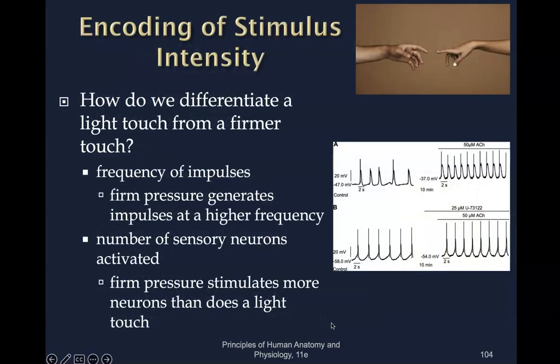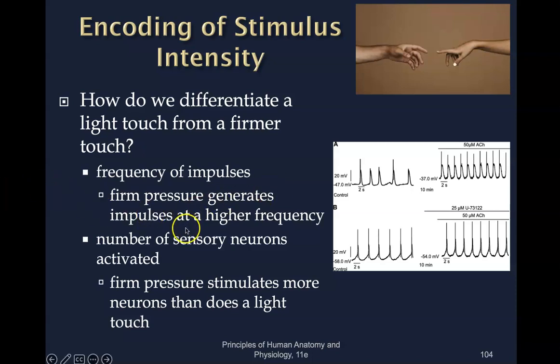Okay. So our last slide here that we're going to talk about today is encoding of stimulus intensity. How do we differentiate a light touch from a firm touch? We already kind of talked about this. One of the main ways that we can do this is the frequency of impulses. Firm pressure will push on more of those mechanically gated ion channels, causing more of a change in graded potential and more of those neurons to fire.